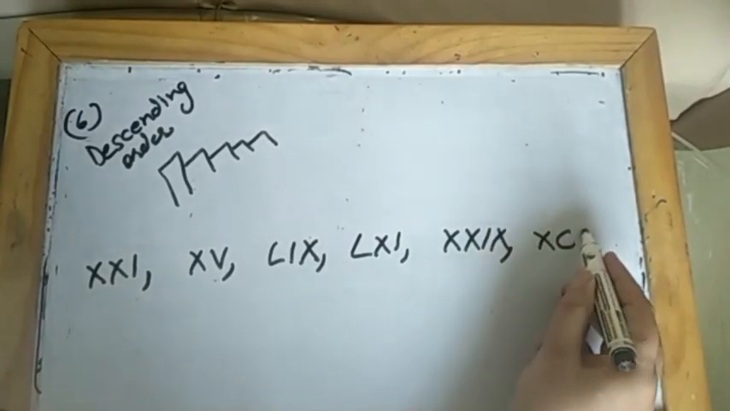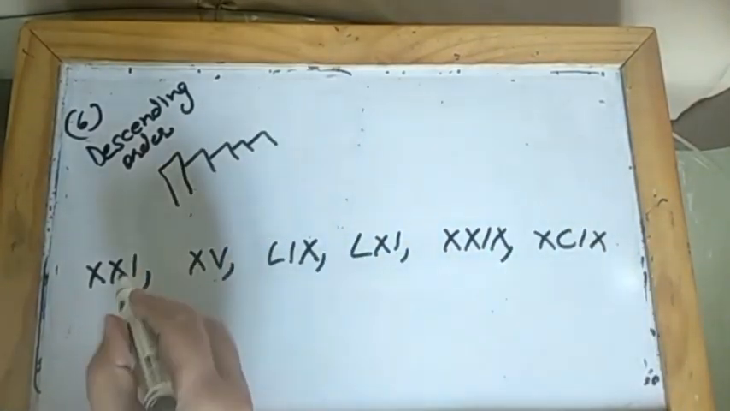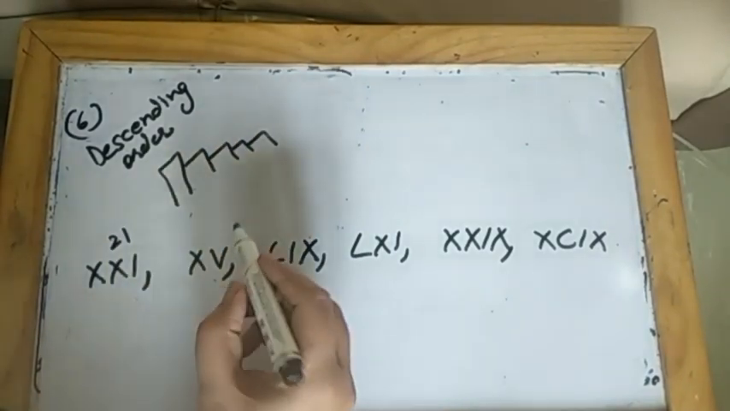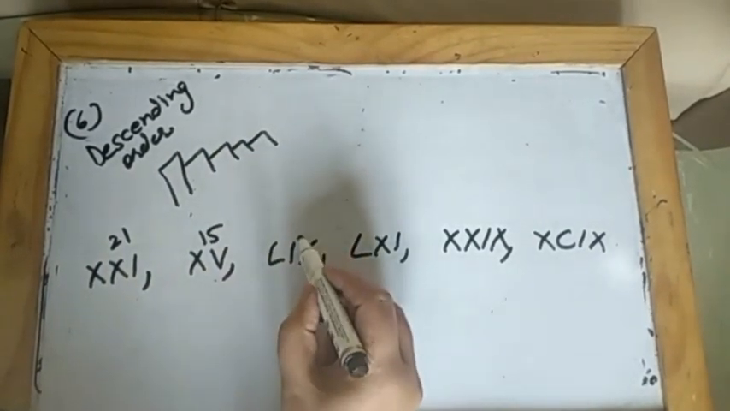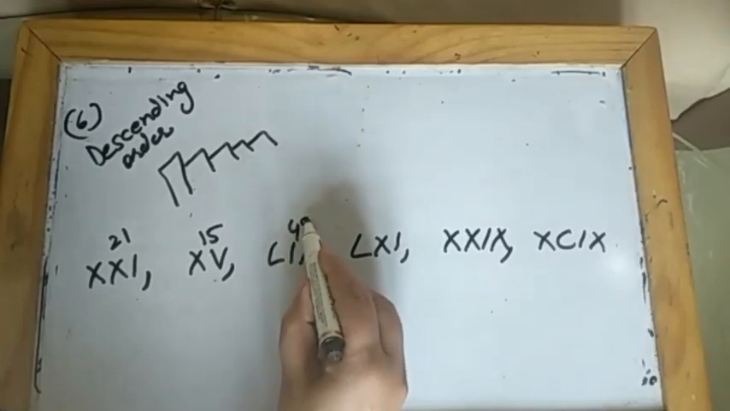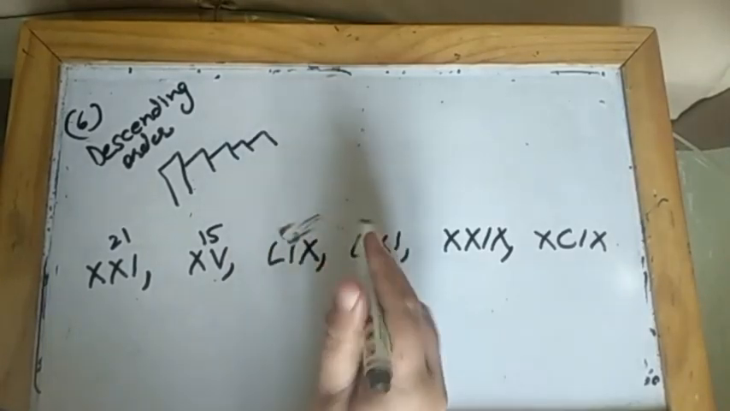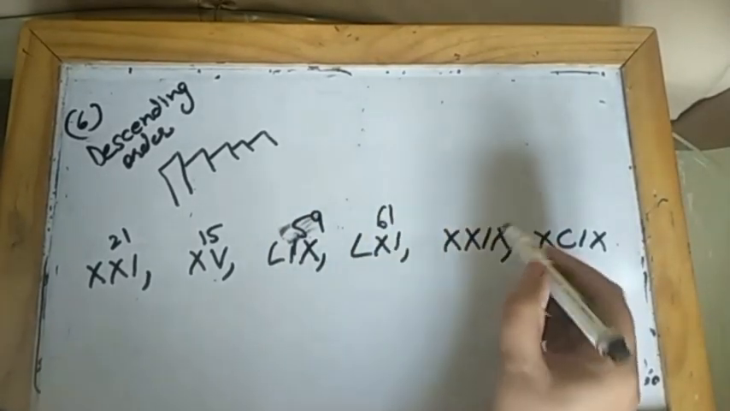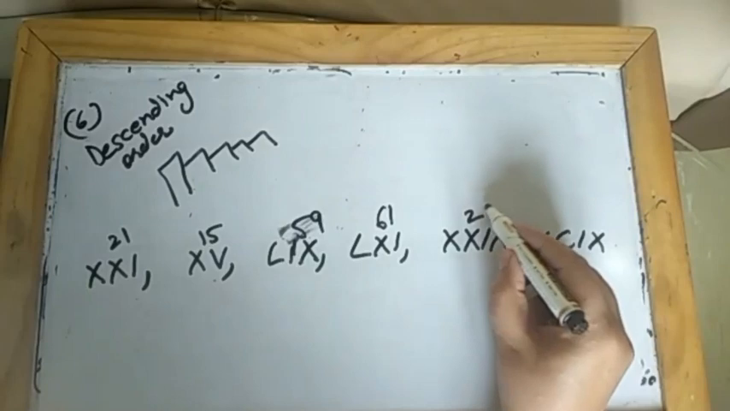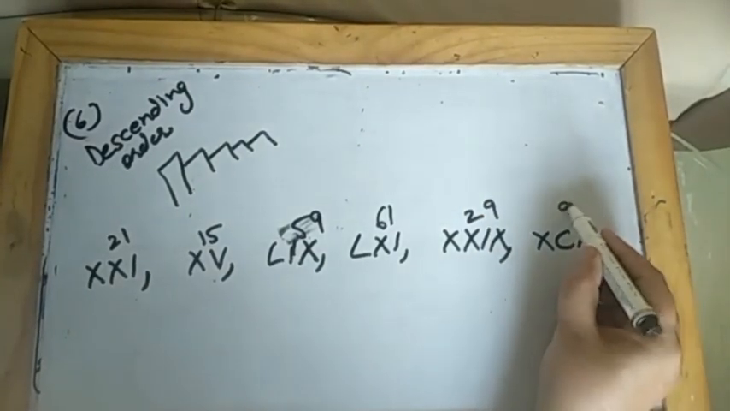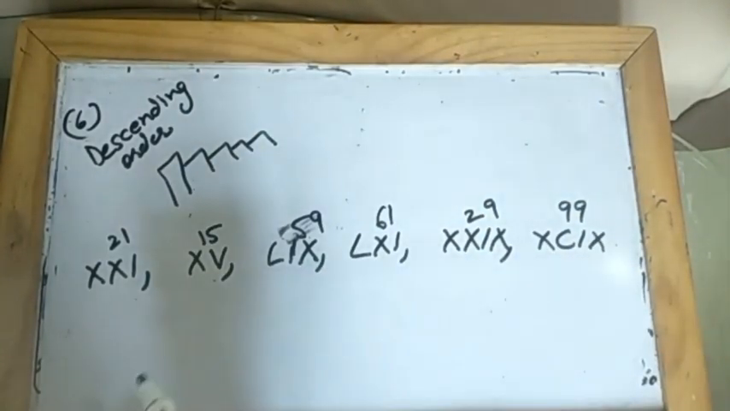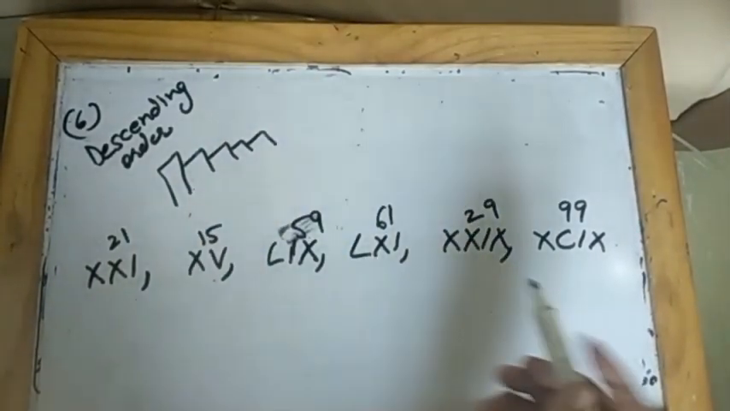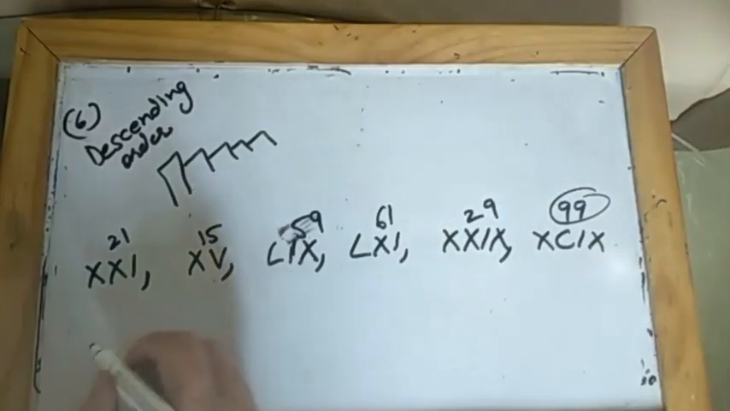To make the work easy for me, I can first convert them into Hindu-Arabic numbers. So this is 21, this is 15, this is 14, this is 59, this is 59, this is 61, this is 29, and this is 99. Now I have to arrange them in descending order. So I'll start from the biggest number. 99 is the biggest number.